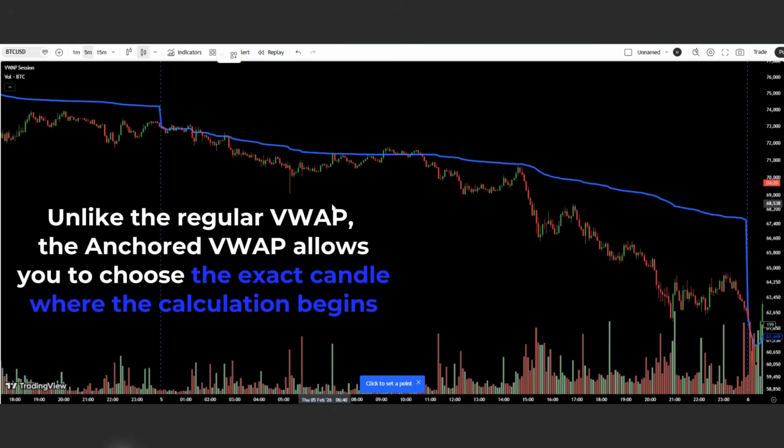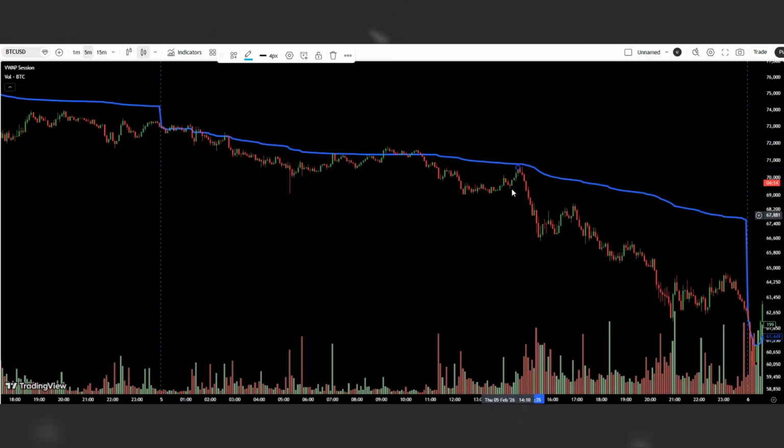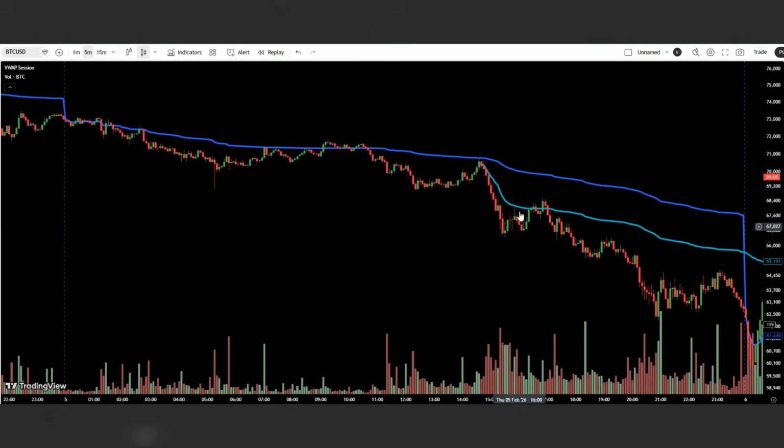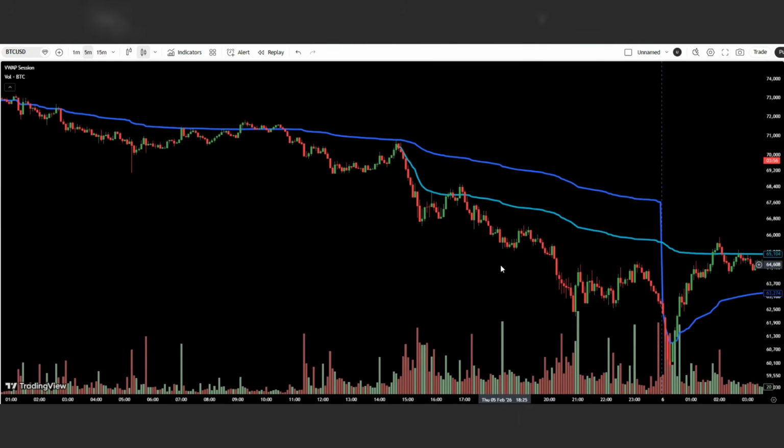Unlike the regular VWAP, the Anchored VWAP allows you to choose the exact candle where the calculation begins. You can anchor it to the start of an uptrend, a downtrend, a major reversal, or an important market event. From that point forward, the Anchored VWAP shows you the fair value of the asset relative to that move.